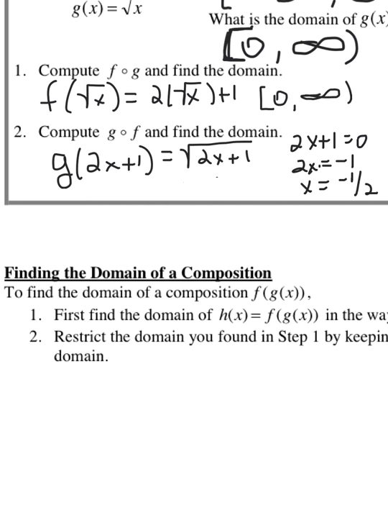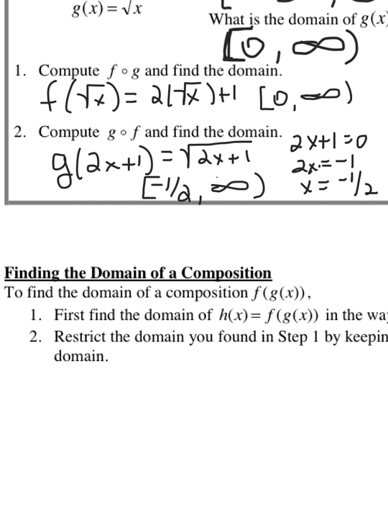Okay, so I've solved 2x plus 1 equals 0. So I know that my value for x cannot be anything less than negative 1/2, or my function is not going to be a real function. So my domain is going to be all real numbers greater than or equal to negative 1/2.